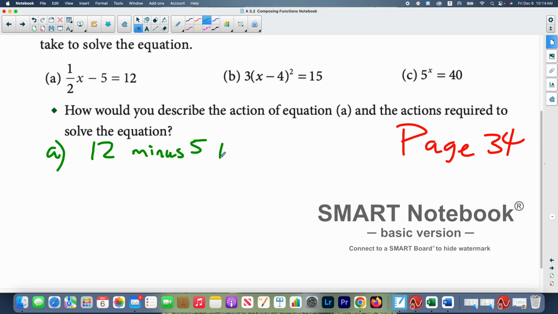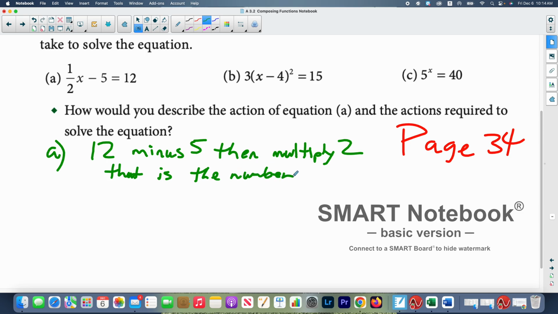Then multiply by 2. All right, now let's talk about that real quick. We see a half. If I multiply by half, that's the same thing as dividing by 2. So multiplying a half, dividing by 2, those are the same. So if I was thinking divide by 2, how do you get rid of divide by 2? You'd multiply by 2. So multiply by 2, and then wouldn't it be 12 plus 5? That is the number. Yep. Thank you. So it's not minus because I got to do the inverse of that, which would actually be plus.